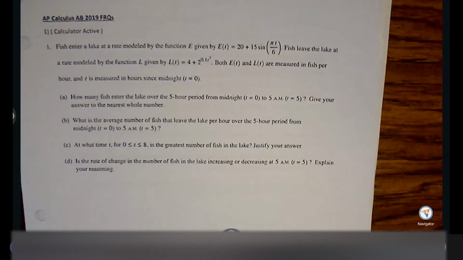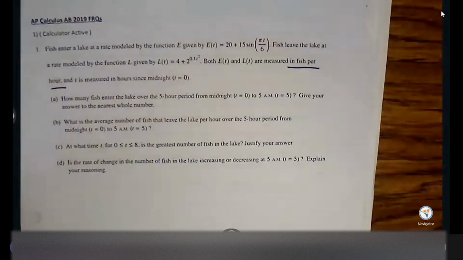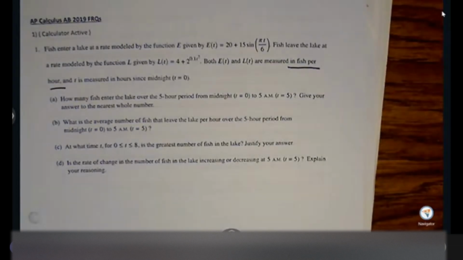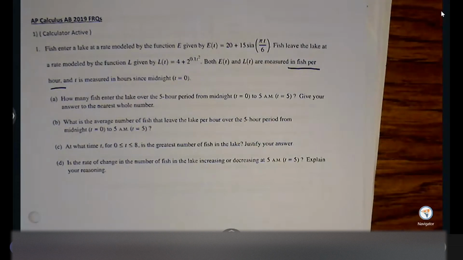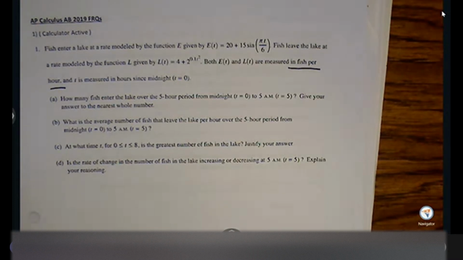Okay, so number 1, fish enters a lake at a rate modeled by E of t. Fish leaves a lake at a rate modeled by L of t. Both E of t and L of t are measured in fish per hour. And t is measured in hours since midnight at t equals 0. So these anti-derivative word problems, a lot of times they give you equations that are in terms of a rate. So we know there's going to be integrals coming up here.